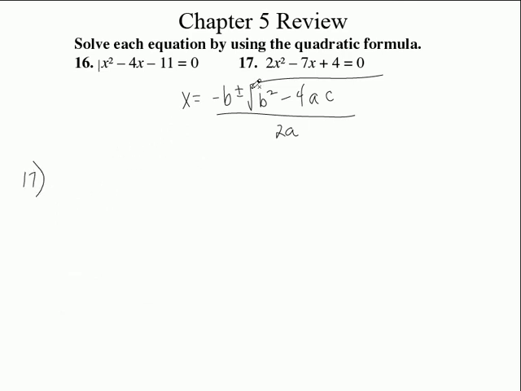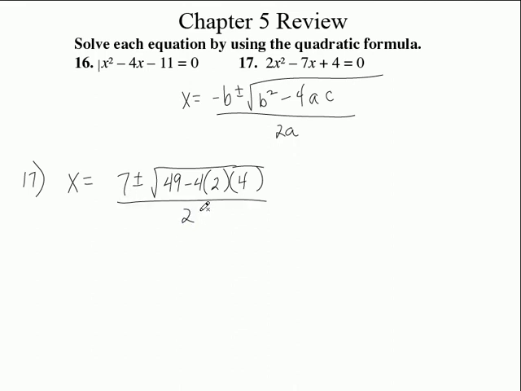Alright, number 17. The main thing different with this is you have a coefficient out in front of the x squared. But you're going to work everything pretty much the same. Here we go, x equals negative b, so b was negative 7. The opposite of negative 7 is positive 7, plus or minus square root b squared, so 7 squared is 49, minus 4 times a. This time the a is 2, so we put the 2 right here, times c, which is 4, over 2a, which is 2 times 2. Now it's just a matter of simplifying.